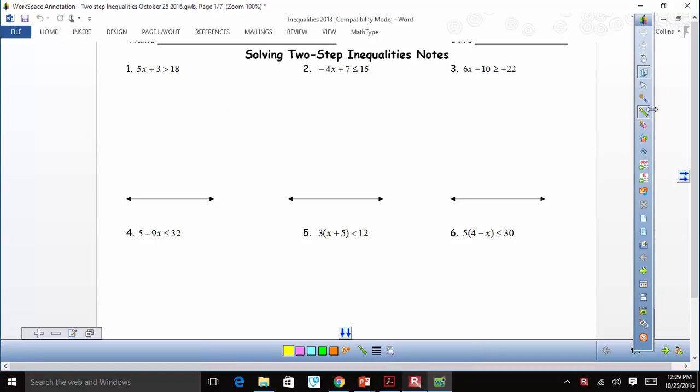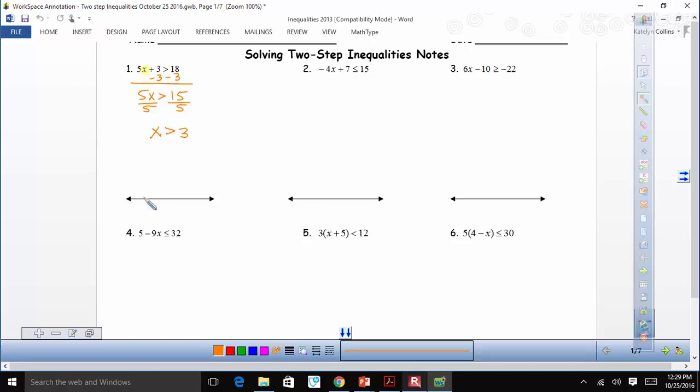So in number 1, the first thing that we would want to do is to get x by itself. So what would we do first, Kat, to get x by itself? We would subtract 3 from both sides. So that would give me 5x is greater than 15. Then to get x all by itself, we would divide by 5 on both sides. And so x would be greater than 3.